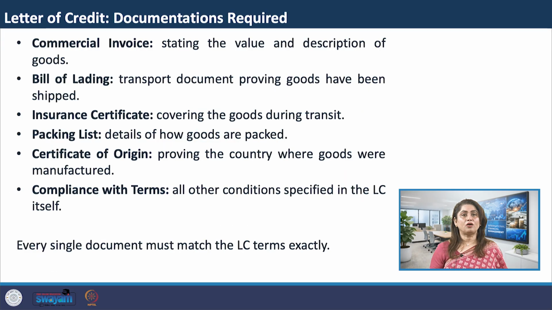The typical documents required under an LC include: commercial invoice, stating the value and description of goods; bill of lading, which is the transport document proving goods have been shipped; insurance certificate, covering the goods during transit; packing list, details of how goods are packed; certificate of origin, proving the country where goods were manufactured; and compliance with all other conditions specified in the LC itself.